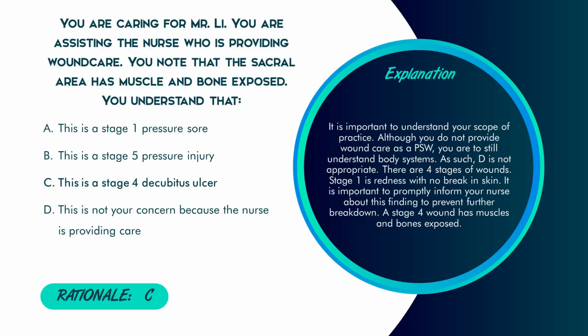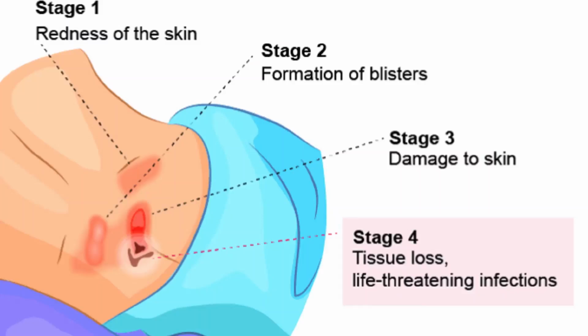This is why they love to ask questions about wound care, because they're really hoping that you as a PSW will report a stage 1. What is a stage 1? A stage 1 injury is anything with redness. There are no breaks to the skin, but there's redness. That stage 1 can quickly become a stage 4 if not addressed. If you do not reposition the patient every 2 hours, that can quickly turn into a stage 4.